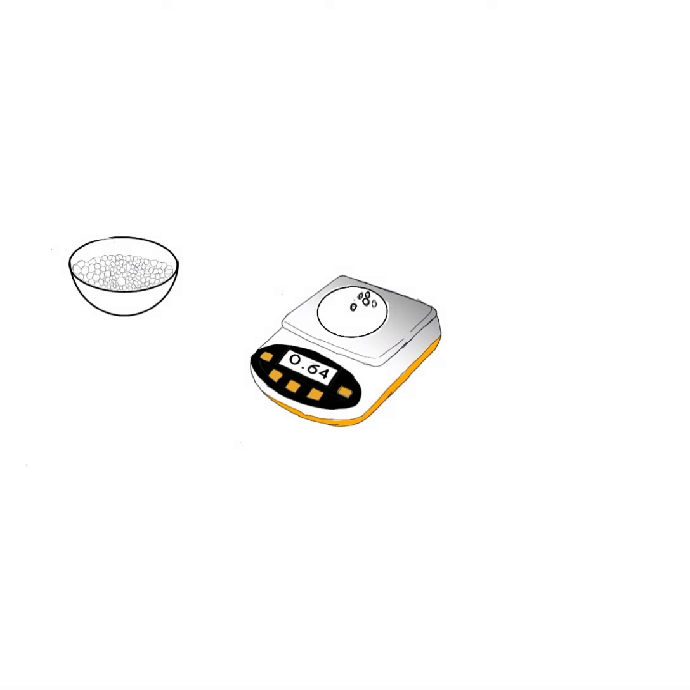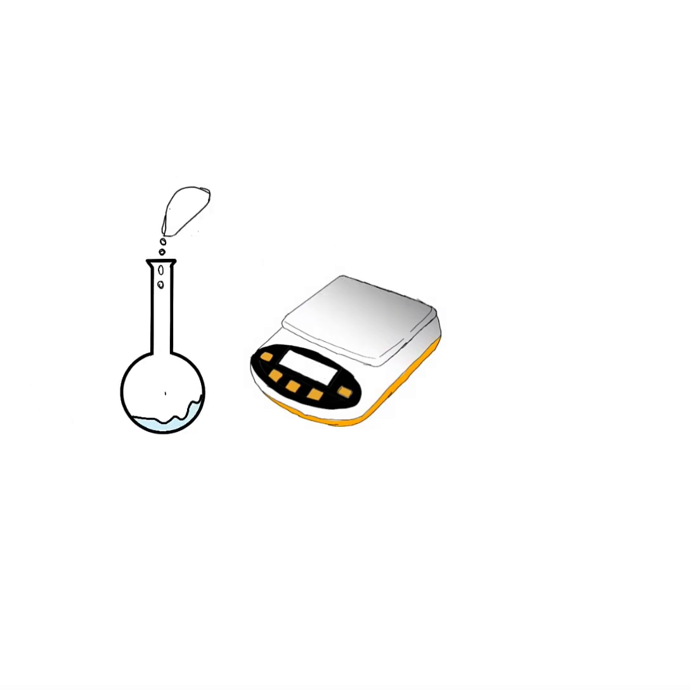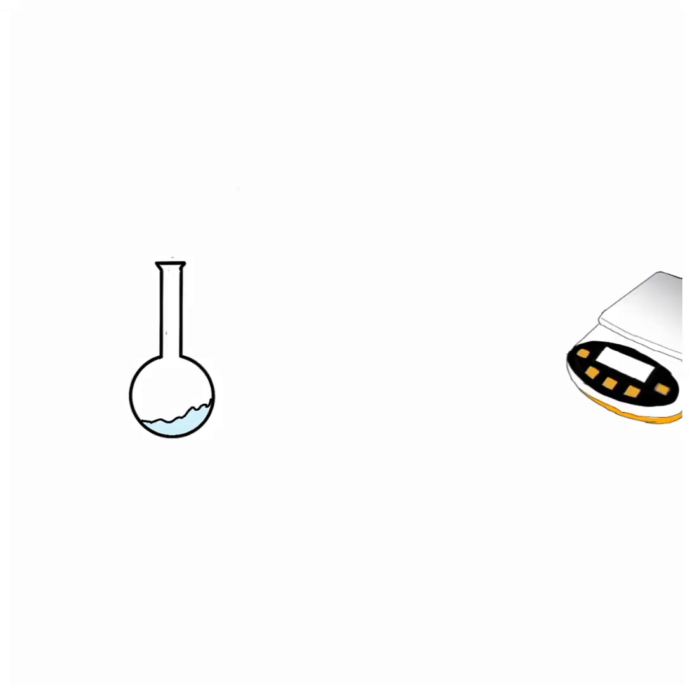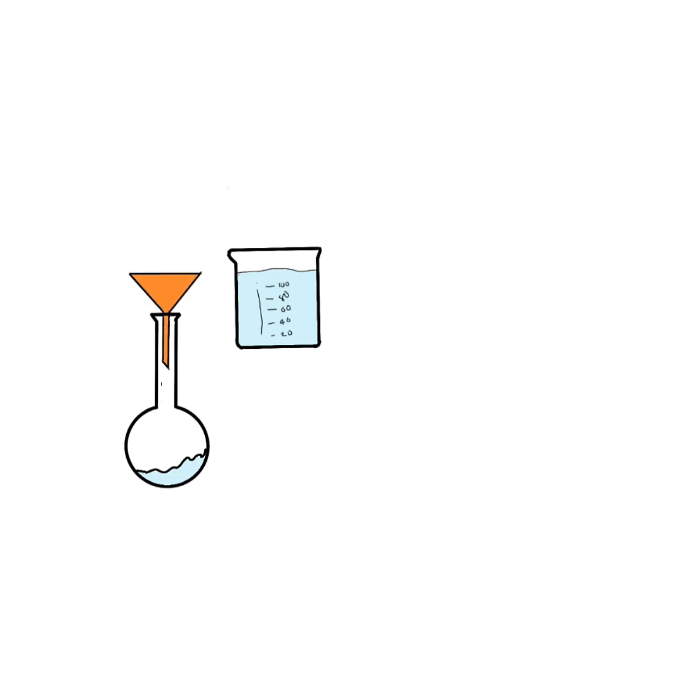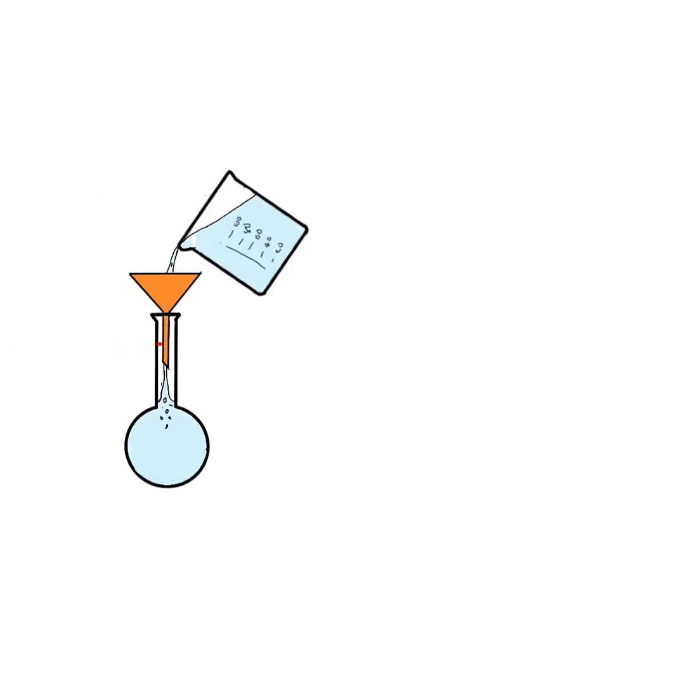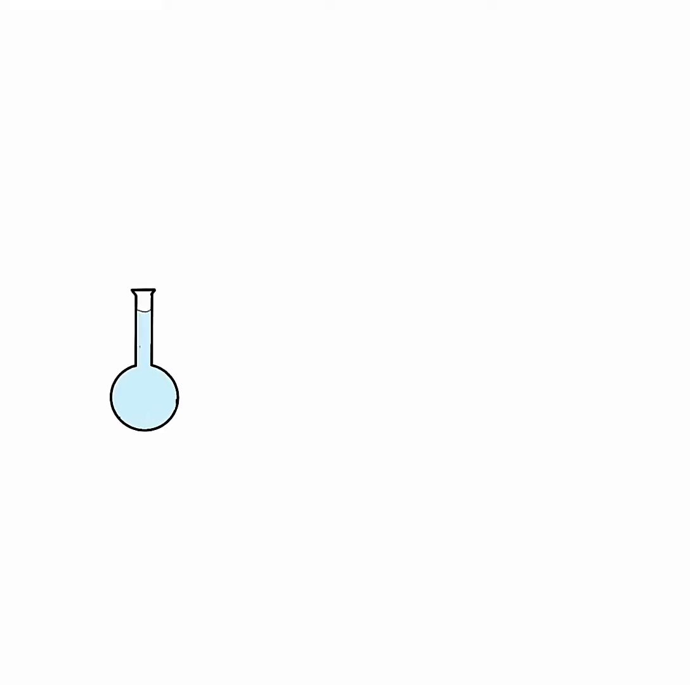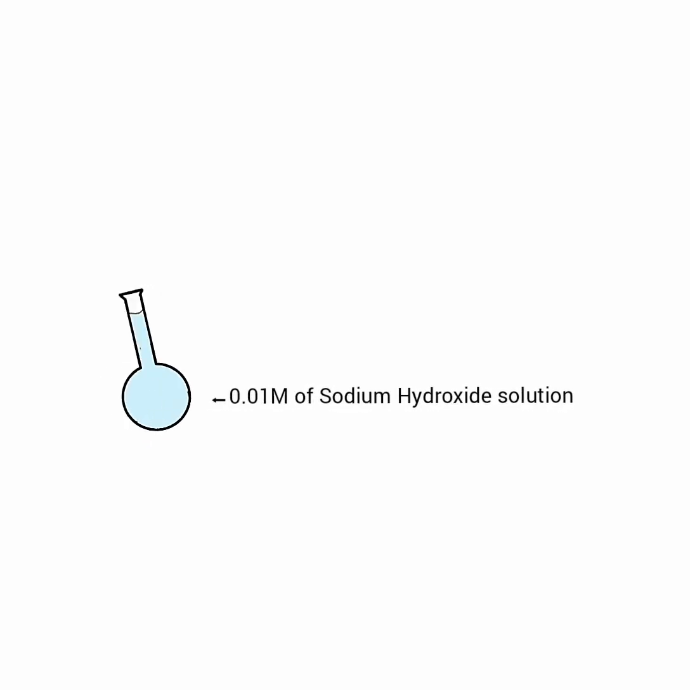Now, add these pellets into a volumetric flask containing some water. Shake it to dissolve properly. Next, fill this again with water to 1000 milliliters. Shake it again to mix properly. Now you have in your hand 0.01 molar of sodium hydroxide solution.